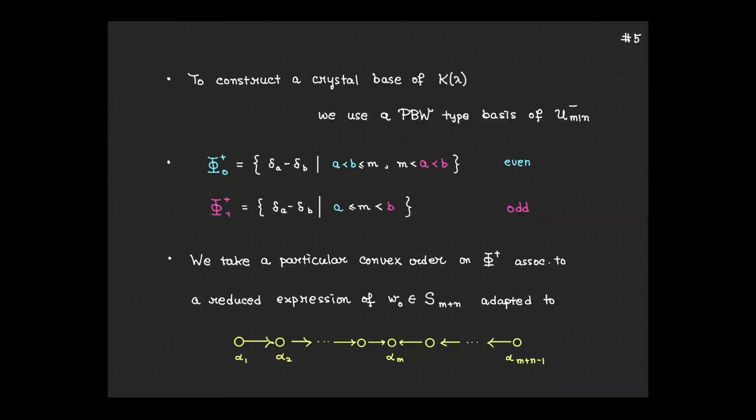So we consider the root vectors and then the PBW type monomials. Using those PBW monomials, we want to construct a crystal lattice. But here we choose a special convex order on the set of positive roots. More precisely, we consider an oriented Dynkin diagram of A_{m+n-1}, and our orientation has a single sink, where the only sink is the odd isotropic simple root.